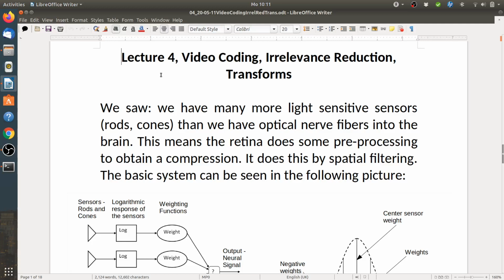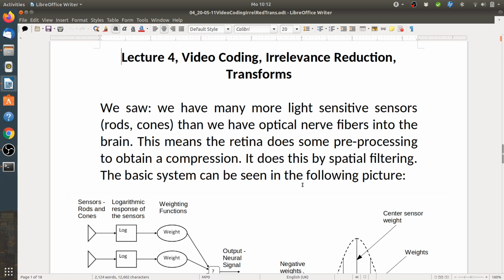Okay, so now to lecture 4, which is about irrelevance reduction and transforms. So we saw that we have many more light-sensitive sensors in the eye, rods and cones, than we have optical nerve fibers into the brain. So that means the retina does some pre-processing to obtain a compression. And it does this by spatial filtering. The basic system can be seen here in the following picture.